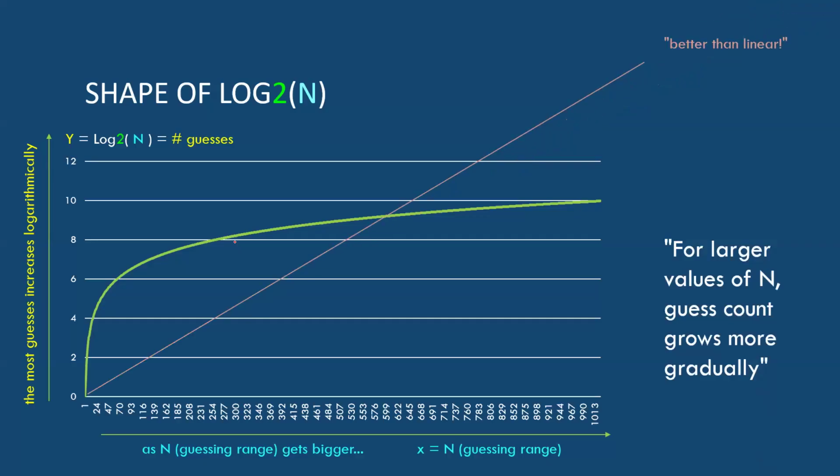Now, in our first game, we were guessing without any hints. That was a linear thing. As n got bigger, our guess count grew equal to n. And that is a linear algorithm. So linear describes how the problem degrades, or how the solution degrades, as n gets bigger.